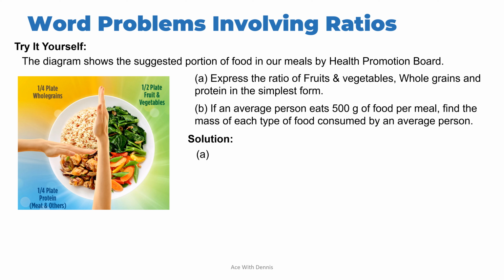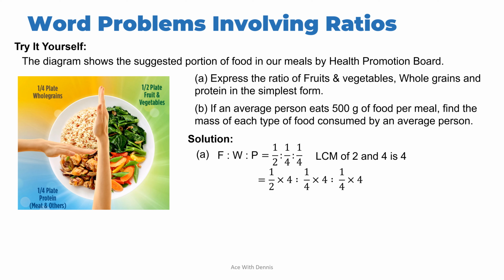Alright, here's the solution. For A, the ratio of fruits and vegetables to whole grains to protein equals 1/2 to 1/4 to 1/4. So the LCM of 2 and 4 is 4. Hence, we can multiply by 4 for all these three quantities, and we get 2 to 1 to 1.